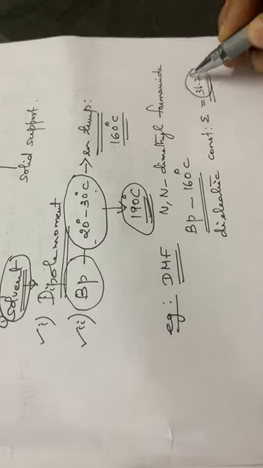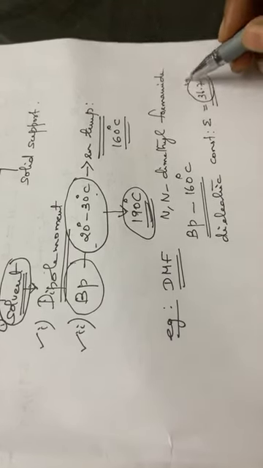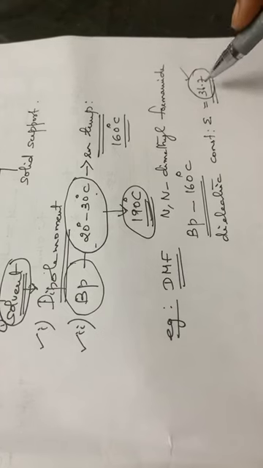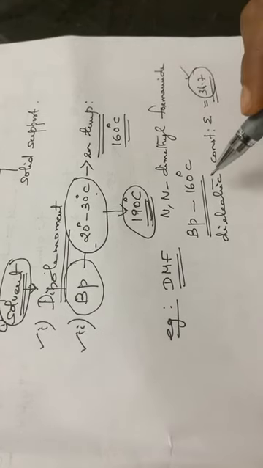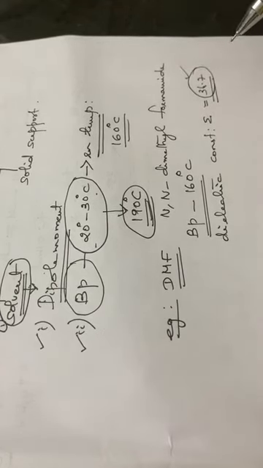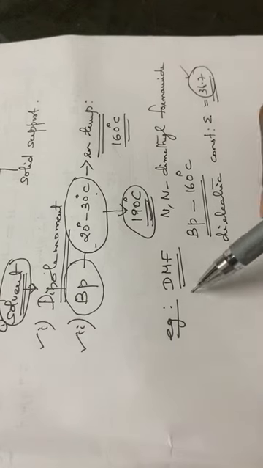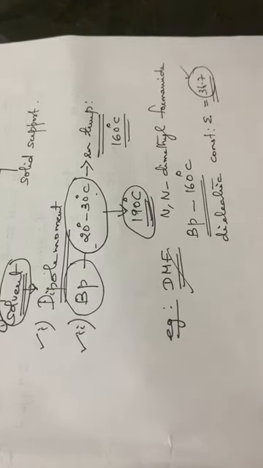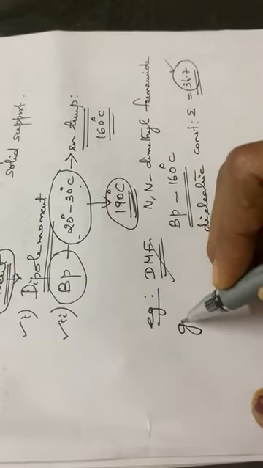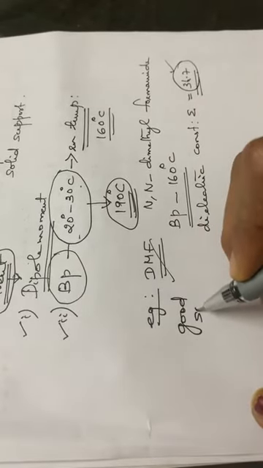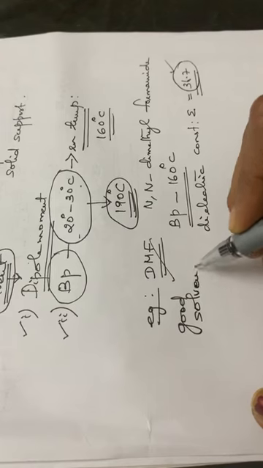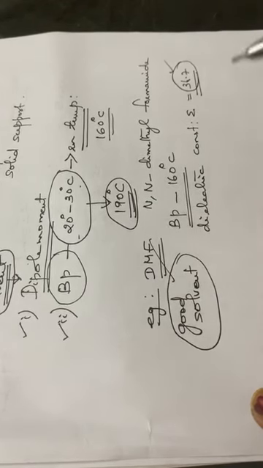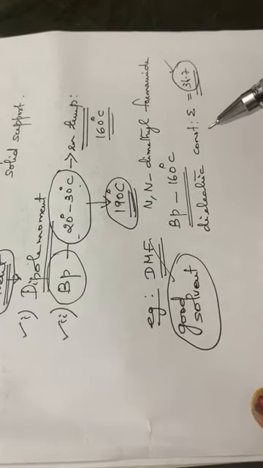That means it is somewhat a higher value. That means the dipole moment is very high. Okay, so the dielectric constant is 36.7, and also the boiling point is 160 degrees Celsius. So we can say that it is a very good solvent for microwave assisted organic synthesis. Okay, so DMF is a good solvent. That means it will satisfy the 2 conditions for a good solvent.